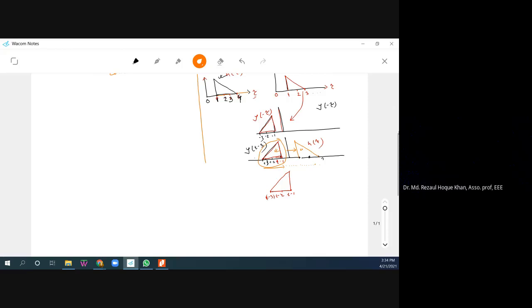This signal is here, so h of tau will not move. H of tau will not move. Only t minus tau will move, because tau is changing. If you change the tau, then the signal will be moving.